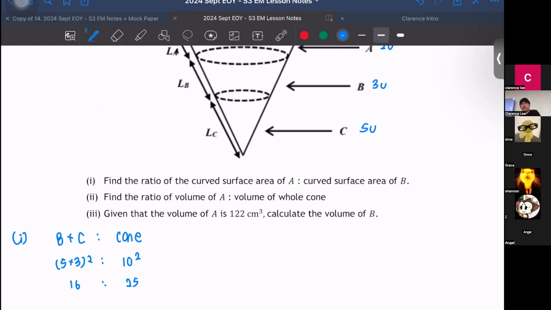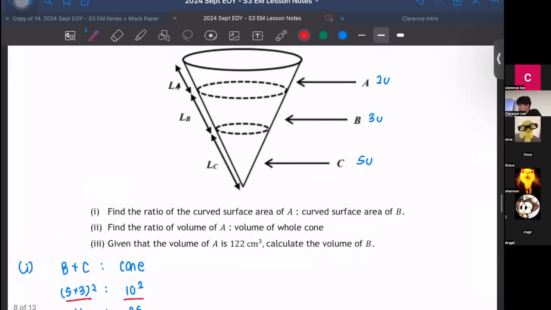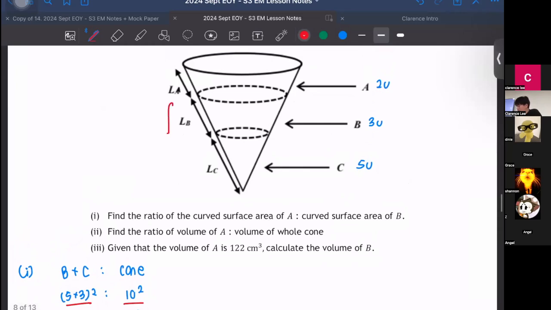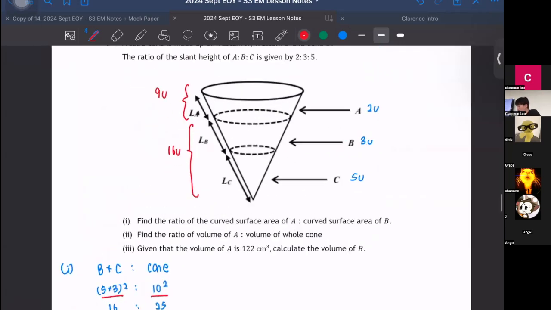No, I simplify the fraction. So you take this over 10 square, then it simplifies into 16 over 25. Okay, so what does that mean? It means that B plus C is 16 units for my area. The whole thing is 25, which means A must be 9 units. Okay, that's the first step.